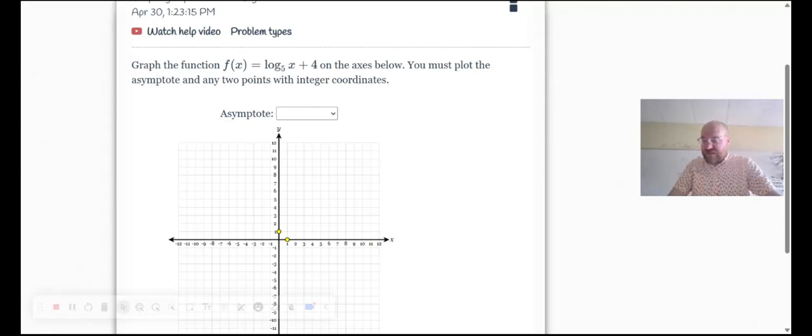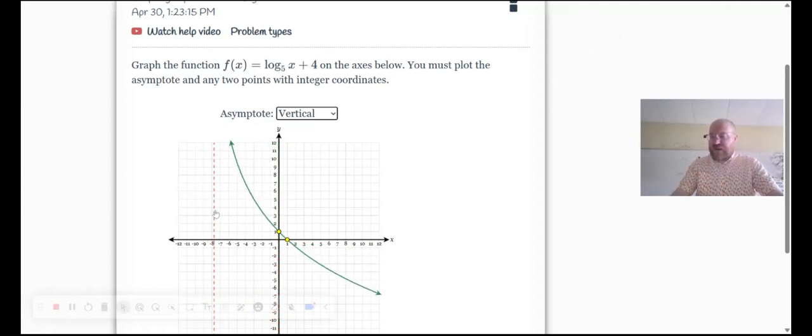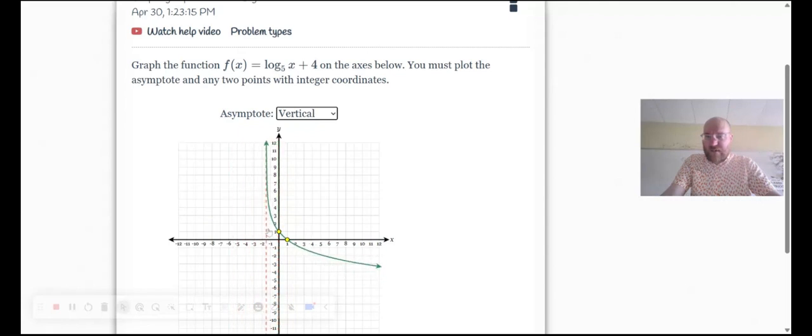And in this case, our asymptote looks like it's going to be, it's going to be 0, right? Because right here, I'd be logging a 0. So our asymptote's going to be a vertical asymptote at 0. So see the red line here? And if I hit graph, you can see we have a way to make a vertical asymptote.